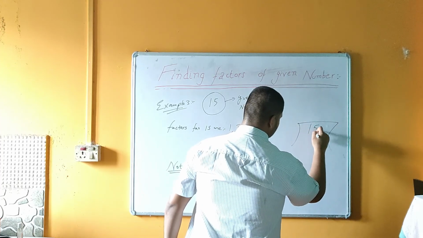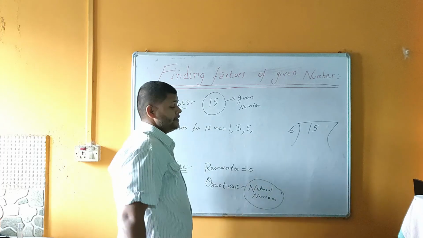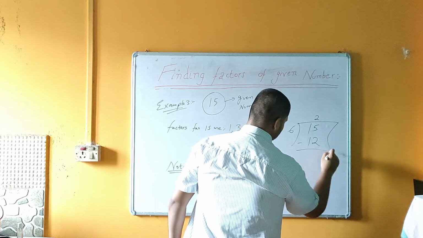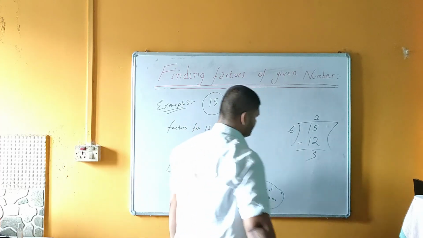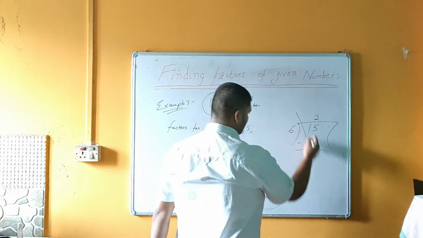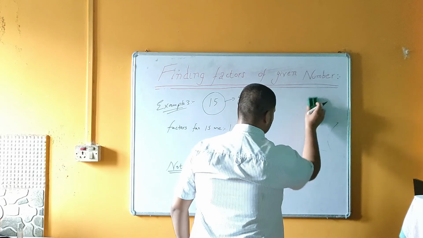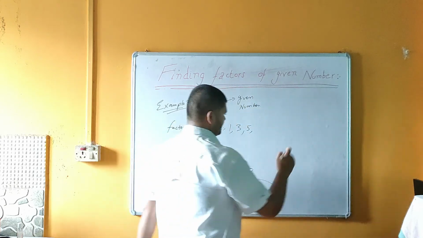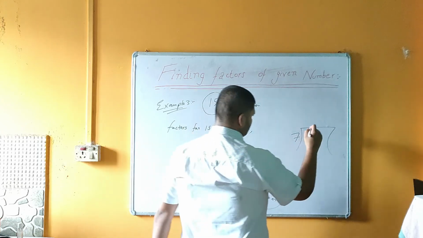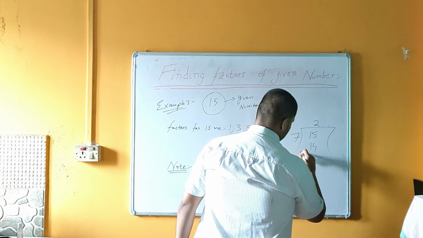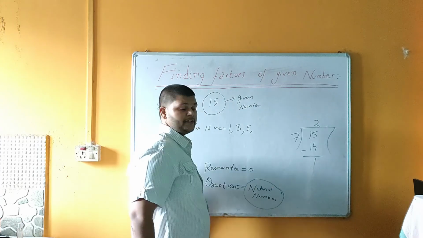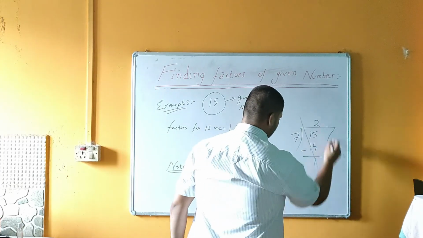Here I am writing 15. We are going for 6. So 6 twos are 12. We will get the remainder as 3. The remainder should be 0, but here it is 3. That's why we will discard it. We will see for 7. 7 ones are 7, 7 twos are 14. The remainder is 1. Again, it is not possible because the remainder should be 0. So we will simply discard it.